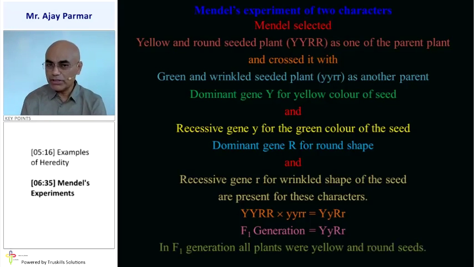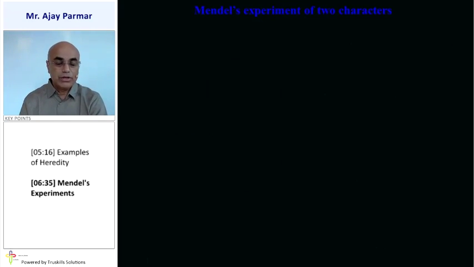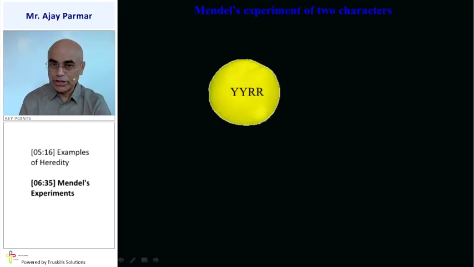So in all the F1 generations, what type of seeds do we obtain? Capital Y is present, the dominant gene, and that means it must be yellow in color. And capital R, the dominant gene, means it must be round in shape. So all the plants of the F1 generation were having yellow and round seeds. So let us try to understand the same thing.